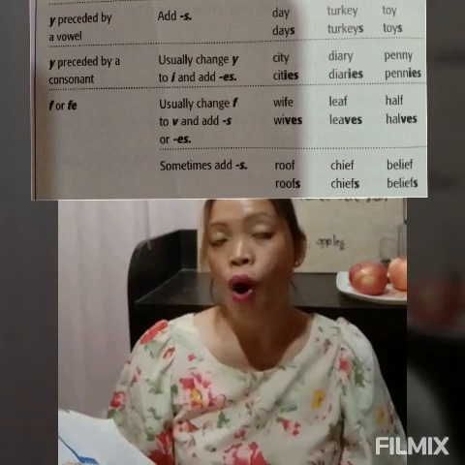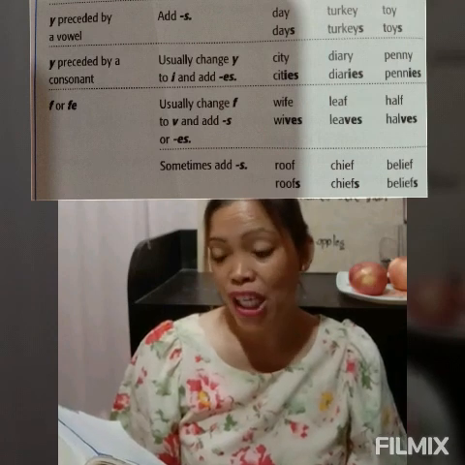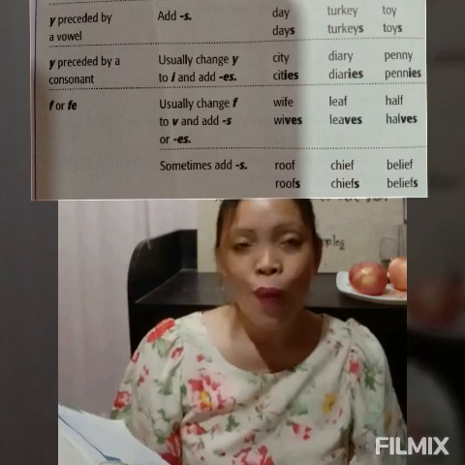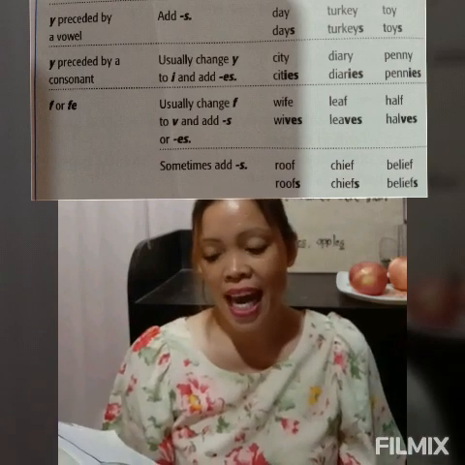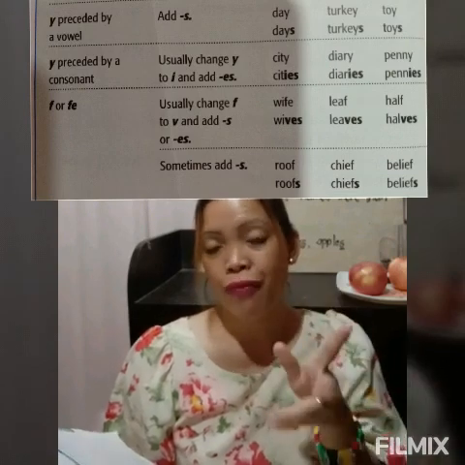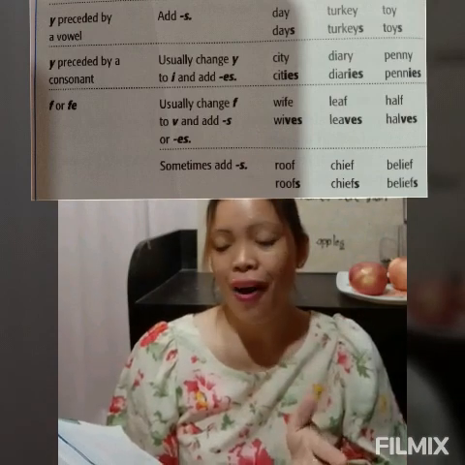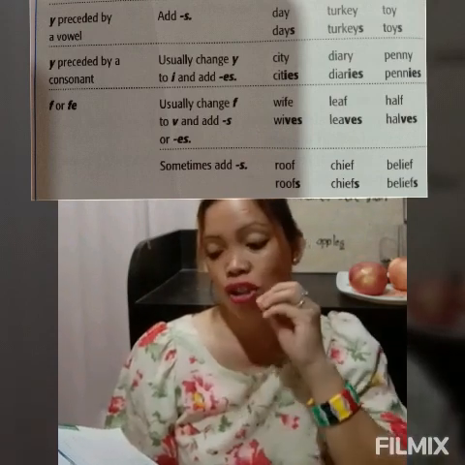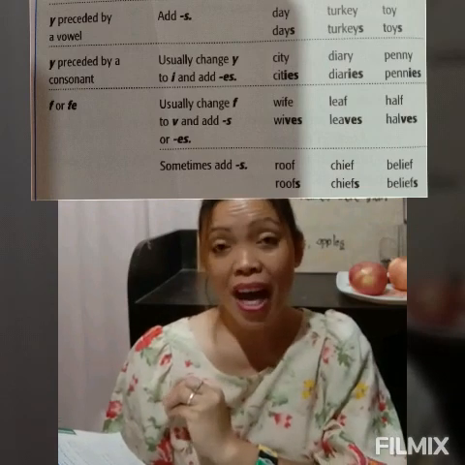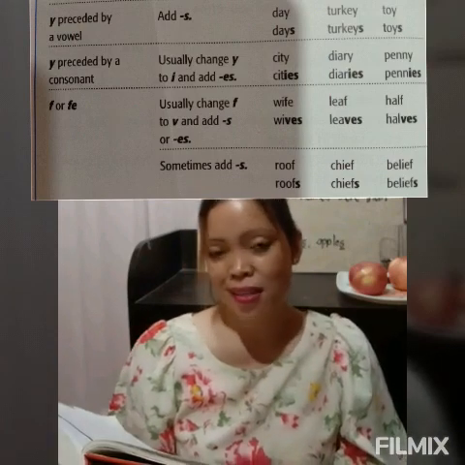Example, we have wife. Simply change f to v and add es. We have leaf, which ends in f. Change f to v and add es. We have half. Change f to v and add es. But sometimes, of course, you have to consider these things.